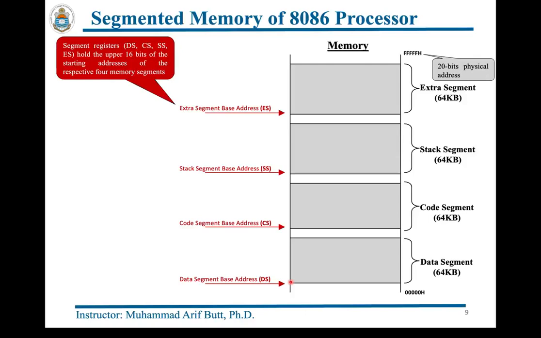So my dear students, these 4 segment registers, data segment register, code segment register, stack segment register, extra segment register, hold the upper 16 bits of the starting or the base address of the respective 4 memory segments. Moreover, in 8086, the minimum size of a segment can be 16 bytes and maximum can be of course 64 KB.